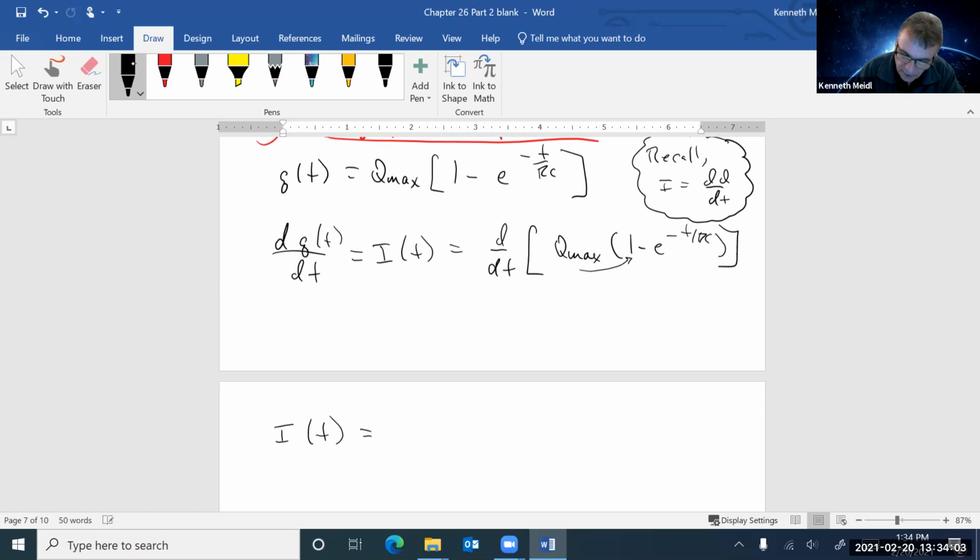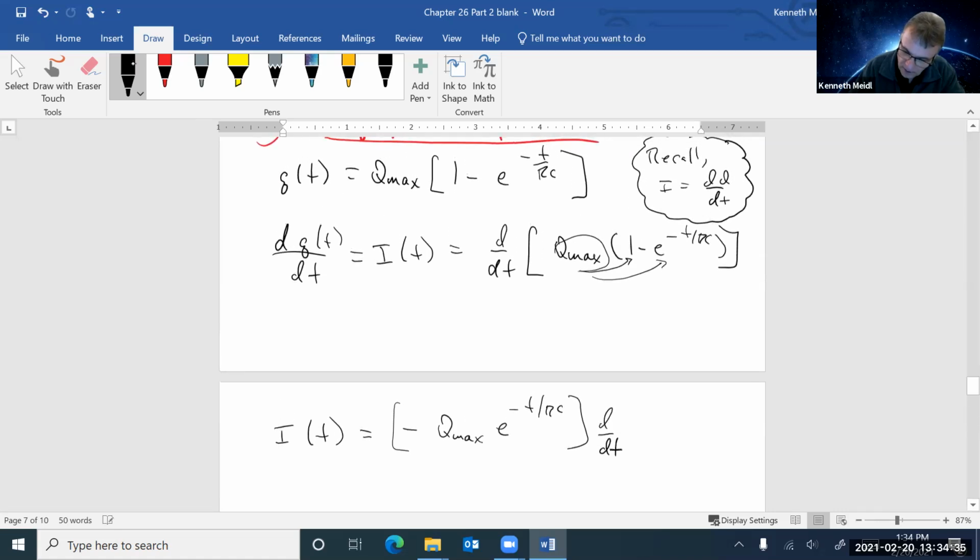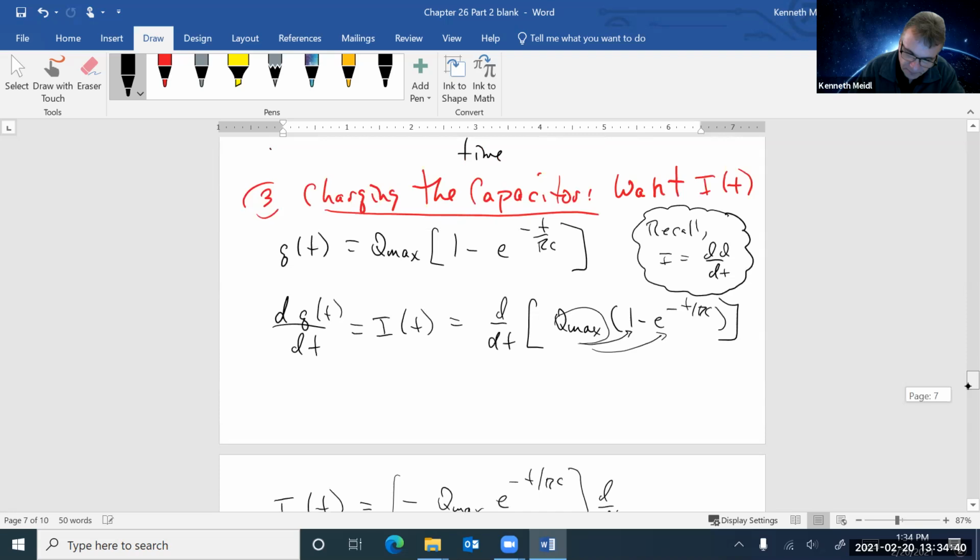Now, when I multiply this in here by that, Q max is just a number. That's a constant. So when I take the derivative of that, that thing just really dies off to nothing. And so it's when this gets applied to that. So I've got this minus sign, and you've got really like Q max times e^(-t/RC). And I'm hitting all of this with this operator, right, this d/dt. And so when you take the derivative of that, what ends up happening here? Yeah, good.